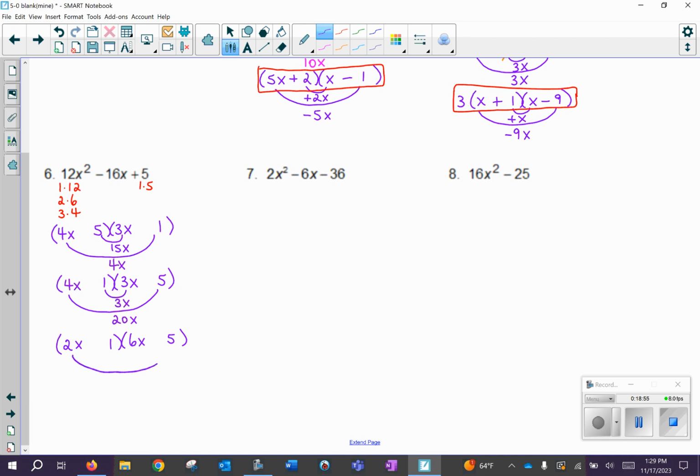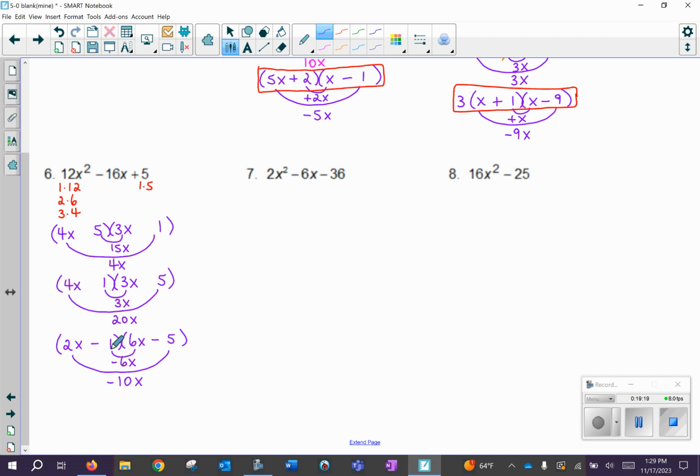Outer gives me 10x. Inner gives me 6x. 10 plus 6 is 16. It's looking hopeful. I want negative 16. So I really want these to both be negative, because negative 10 and negative 6 is negative 16. To make that negative, I'll put a negative there. To make this negative, I'll put a negative there.